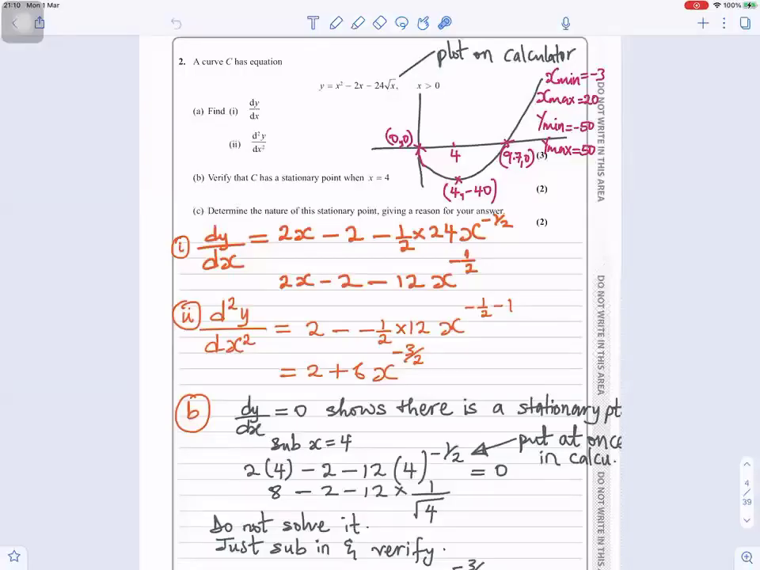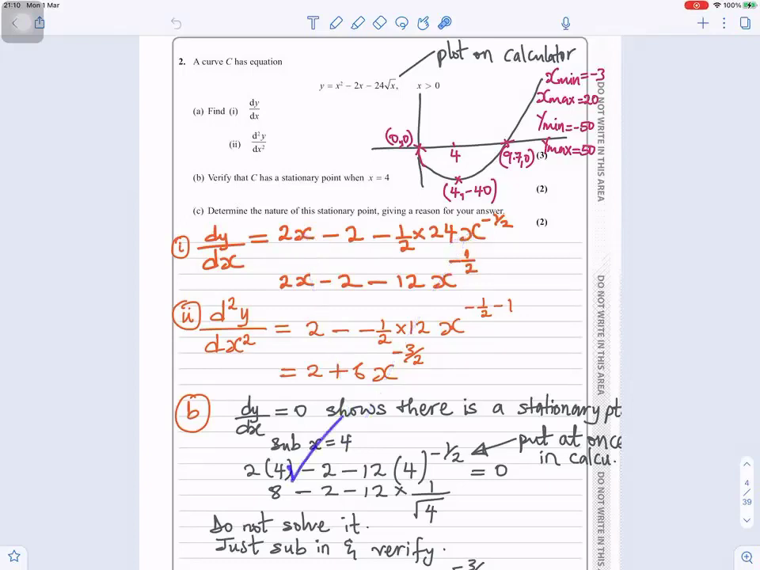Part B, verify that C has a stationary point when x equals 4. At a stationary point, dy over dx is equal to 0. So that shows there is a stationary point. So you can sub in 4 in dy over dx. You got dy over dx from the top there. So you sub in 4 for x.